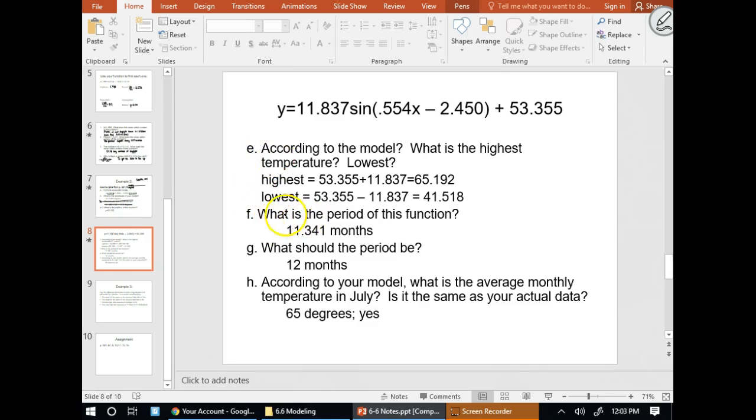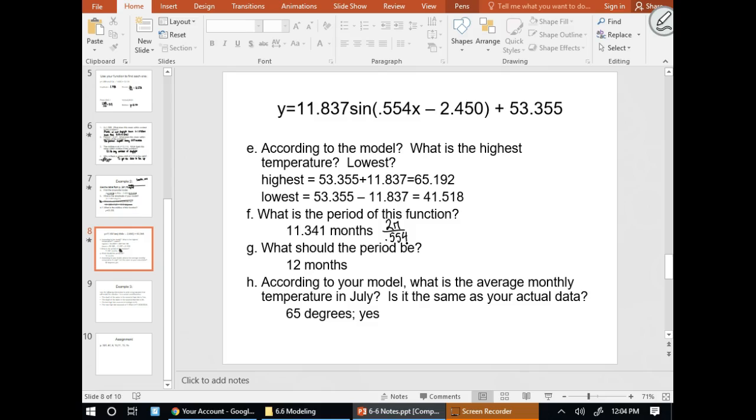Okay. If I've already got the answer there, the period is 11.341 months. Raise your hand if you can tell me how to get that number. Okay, Emily? Good. 2 pi over 0.554, and that is going to give you that number. So that tells me the pattern should repeat every 11.341 months.